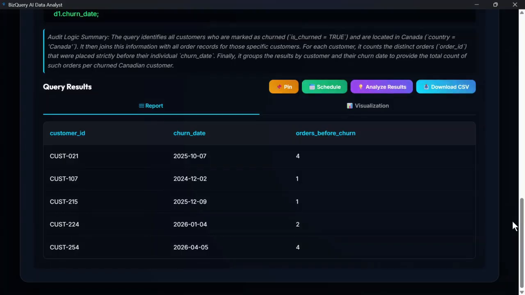RevOps can use these historical thresholds to build automated flags. For example, if an active account's unique order velocity suddenly plateaus or drops after their second order, an automated customer success play can be triggered to intervene before they hit the churn timeline.